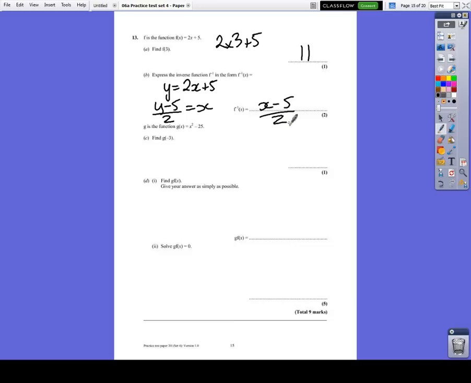g is the function g of x equals x squared minus 25. Find g of minus 3. So that just means minus 3 squared minus 25. Minus 3 squared is 9. Take 25 is minus 16. Find gf of x.